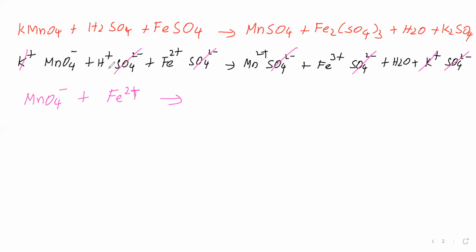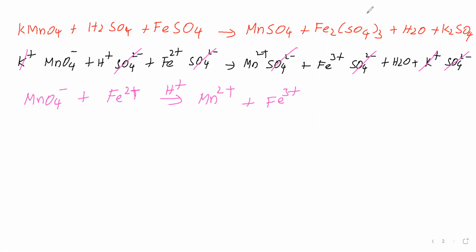This H plus indicates acidic medium. For acidic medium, we write H plus over the arrow mark. On the right side, Mn2 plus is there, that you write. Ferric is there, Fe3 plus, that we are writing. The water molecule we need not write now. Later when we are balancing, we will write the water molecule. Or if you want to write the water molecule also, we can write.